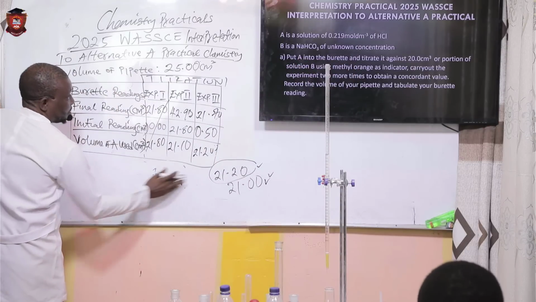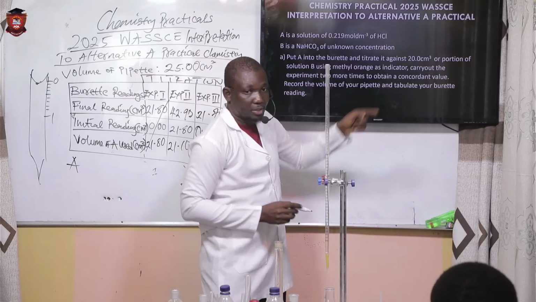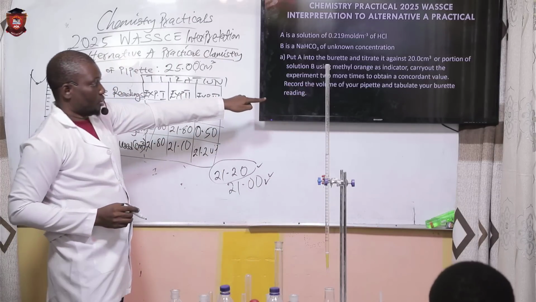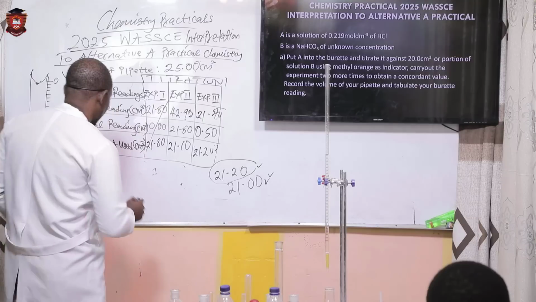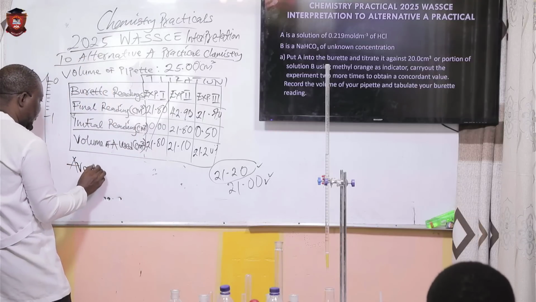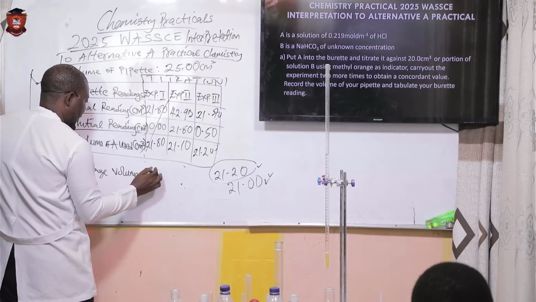Then to conclude this part, now that we're done with the table, they can now say record. We have recorded it already, tabulated it already. Then there's something that should be there after this: calculate the average volume of acid used, which is going to be the average volume of A used.